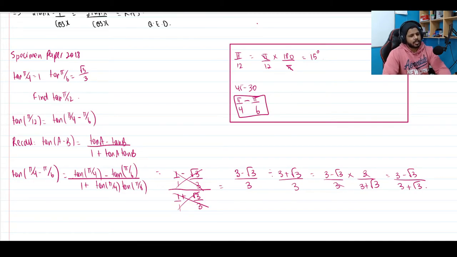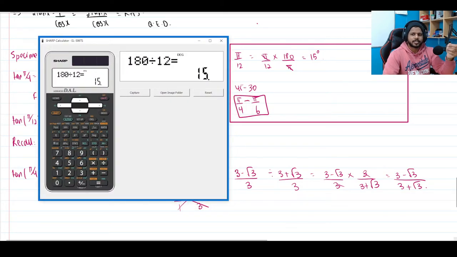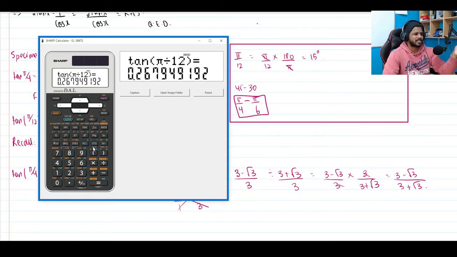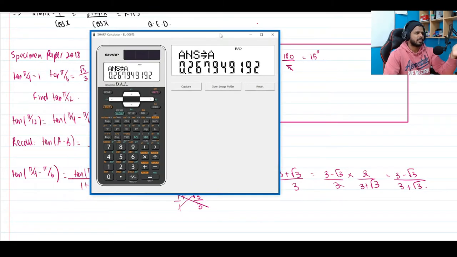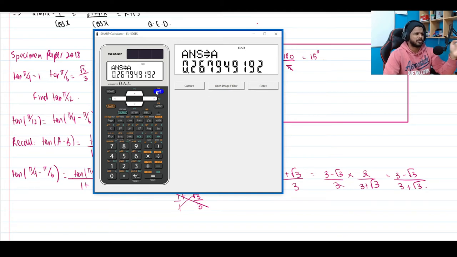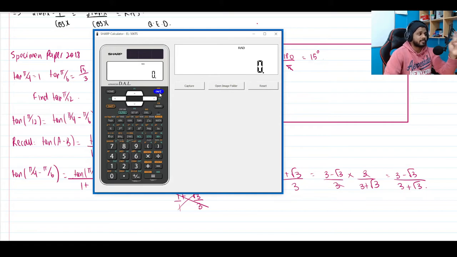Now, we can check our work for questions like this. Remember, tan of pi on 12 has a particular value. Let me change my calculator to radians. Tan of pi over 12 is this. So I'll store this in A. And I think in one of the videos on the channel, I showed how to use the storage functions in calculators. So I have tan of 15 degrees.